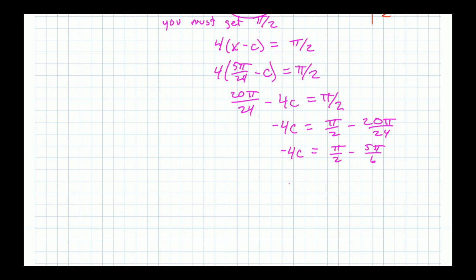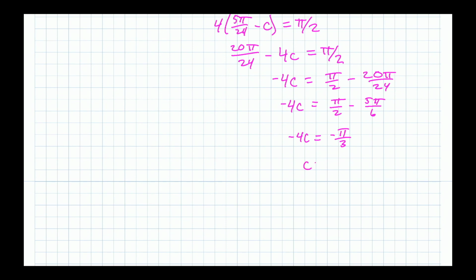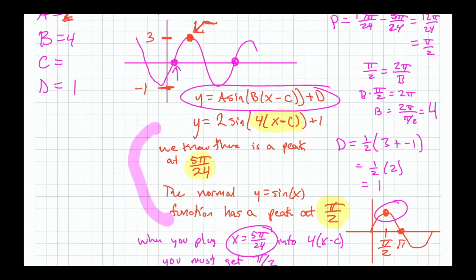So you get negative 4c equals negative 1/3 pi, so negative pi over 3. That's from the calculator. Divide both sides by negative 4, so you get c equals negative pi over 3 divided by negative 4, which is pi over 12. So that's the c, pi over 12. Okay?